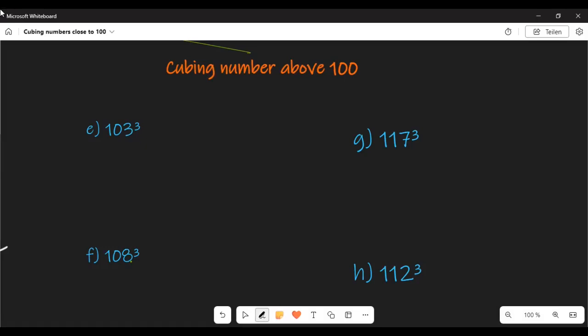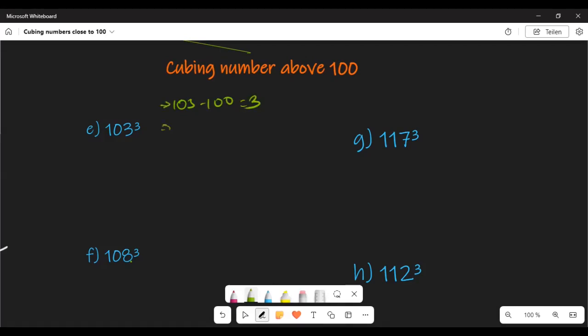In this video, we're going to look at how to cube numbers that are just above 100. First of all, we're going to take 100 as our reference number. So we're going to ask, what is 103, or what's the difference between 100 and 103? In this case, 103 minus 100 gives us 3. That's step 1.